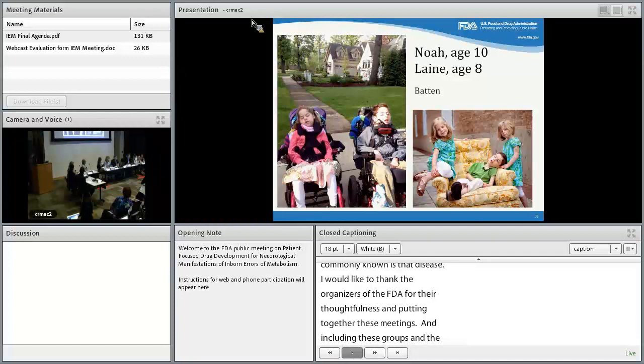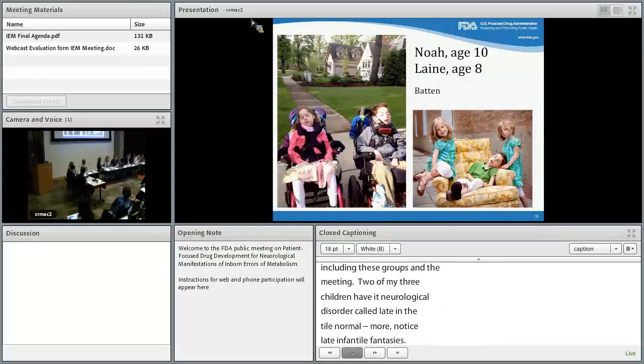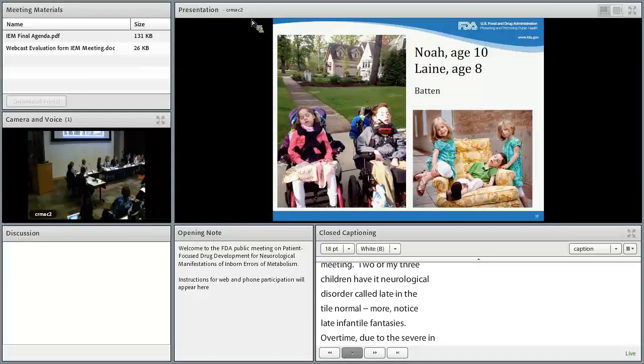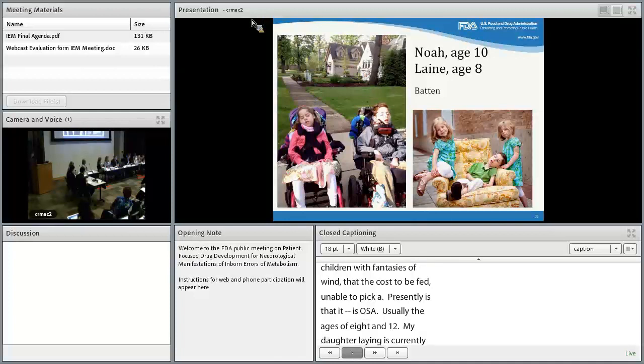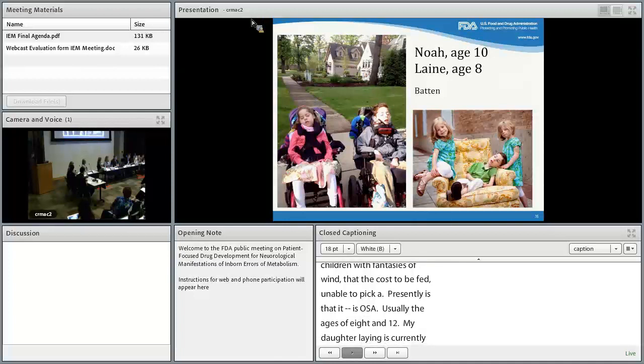2 of my 3 children have a neurodegenerative lysosomal storage disorder called late infantile neuronal ceroid lipofuscinosis, more commonly known as late infantile Batten disease. Over time, due to severe brain atrophy caused by waste buildup in the brain, affected children suffer mental impairment, worsening seizures, progressive loss of sight and motor skills, and eventually children with Batten disease become blind, bedridden, tube-fed, unable to communicate. Presently, it is always fatal, usually between the ages of 8 and 12. My daughter Lane is currently 8, and my son Noah is 10.